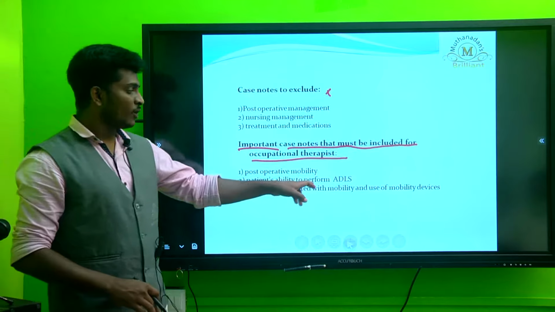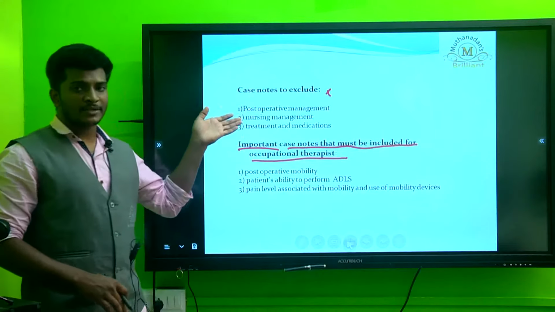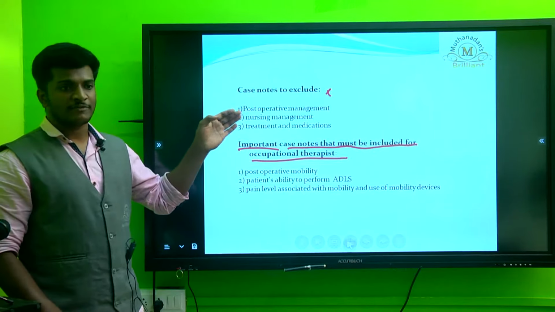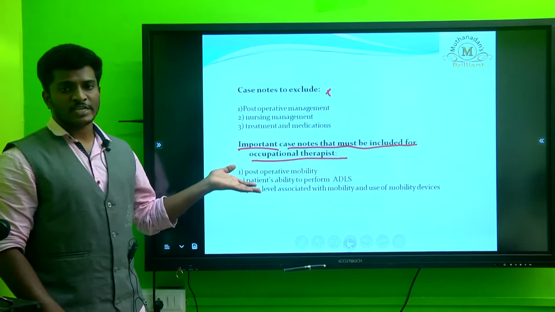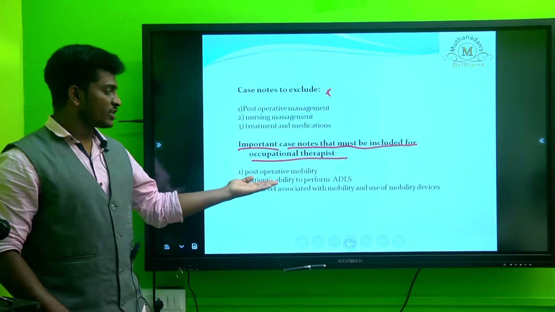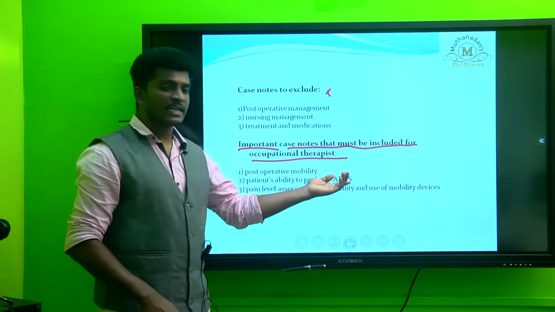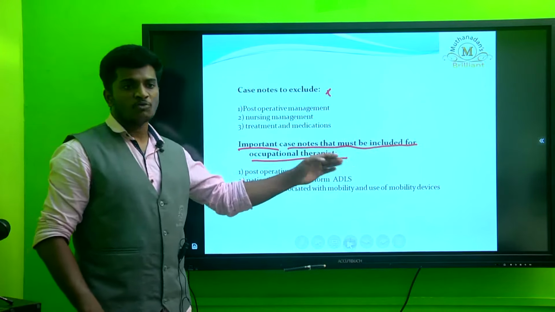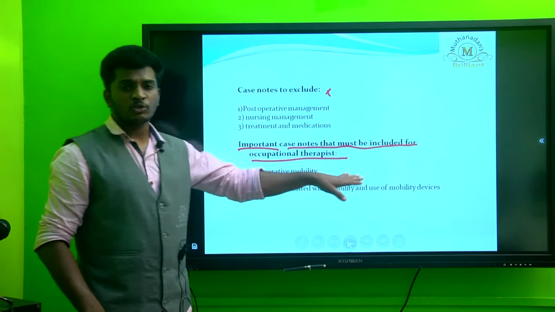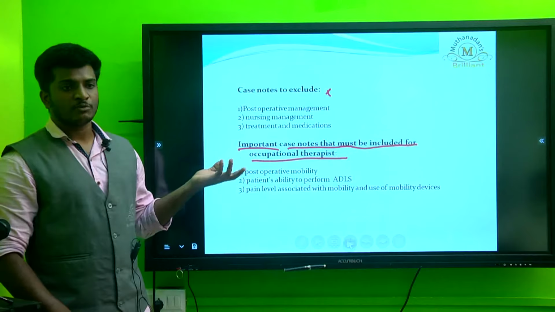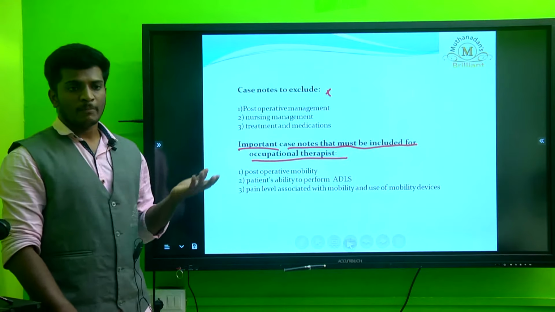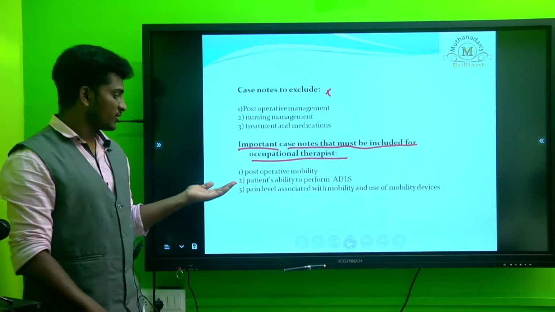Patient's ability to perform ADLs. In our case notes, Miss Cindy Shah is 75 years old and she is not able to walk. She is on a wheelchair. With her limitations, what are the activities of daily living she can perform and how she can perform them, what assessment does he have to do, and what teachings will he have to give her to help her function better with her limitations.